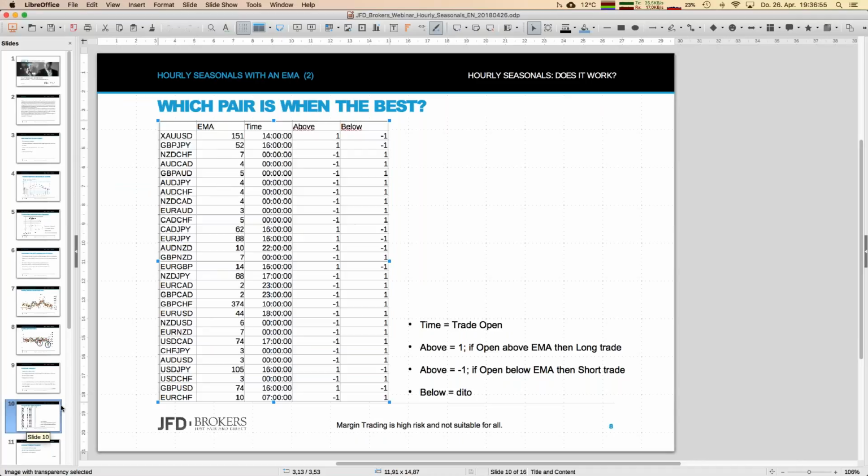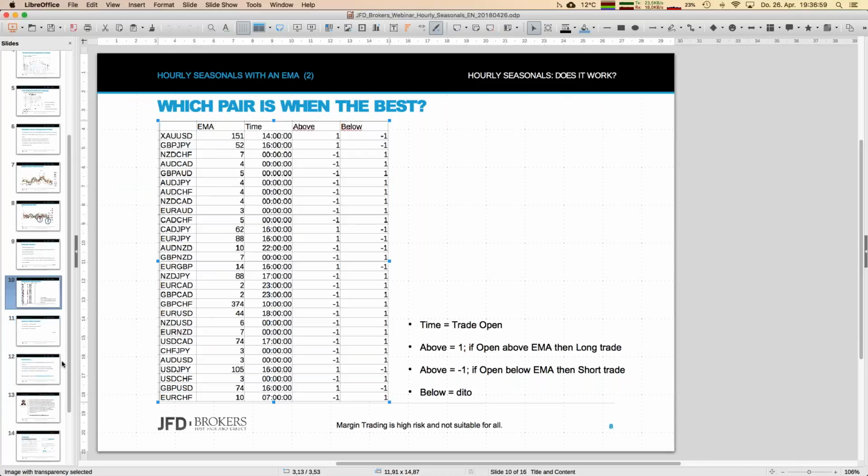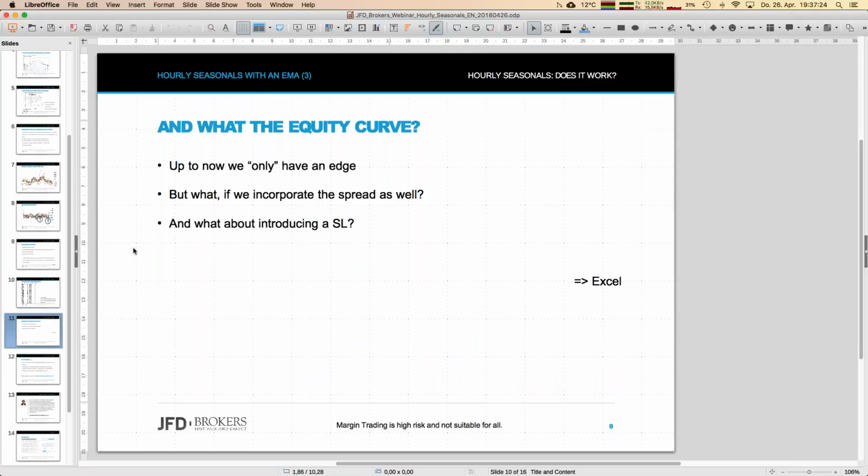Definitely. And of course, we are traders. We would like to see equities of that kind of strategy. An equity would mean to trade exactly that rule, like in that table here, every day. Always for gold at 2 p.m. we make our decision, long above, short below the EMA, and then we want to see the equity of that kind of strategy. Okay, let's prepare for that. More or less everything I mentioned already. So up to now we have only the edge, so we know the typical movement, the direction of the move, but we need to incorporate the spread as well. And maybe another idea.